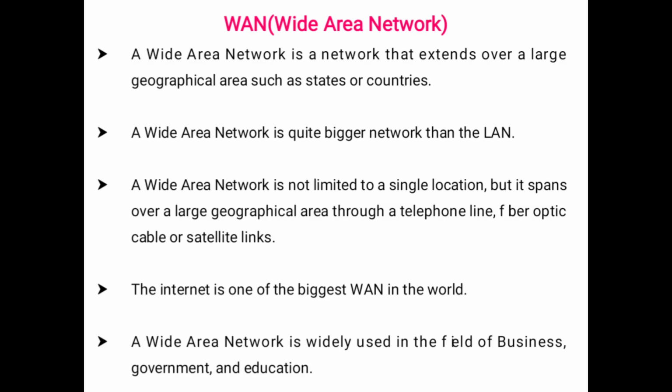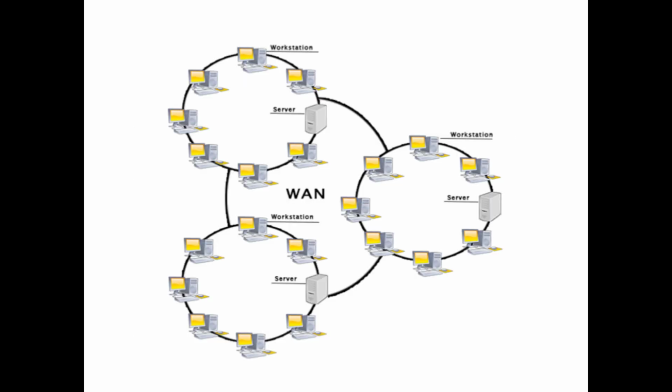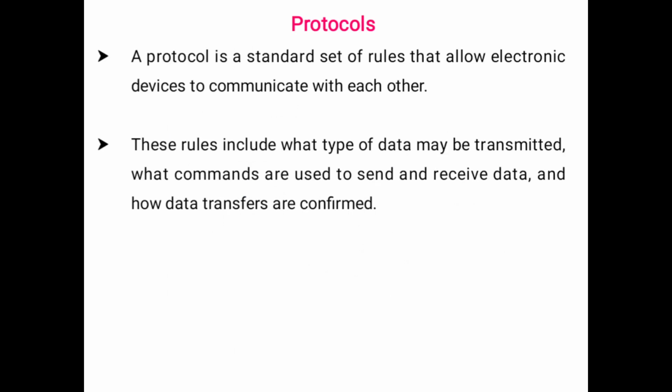And the next one, WAN, wide area network, is a network that extends over a large geographical area such as states or countries. A wide area network is quite a bigger network than a LAN. A wide area network is not limited to a single location, but it spans over a large geographical area through a telephone line, fiber optic cable, or a satellite link. The internet is one of the biggest WANs in the world. A wide area network is widely used in the fields of business, government, and education. So this picture represents a WAN network.